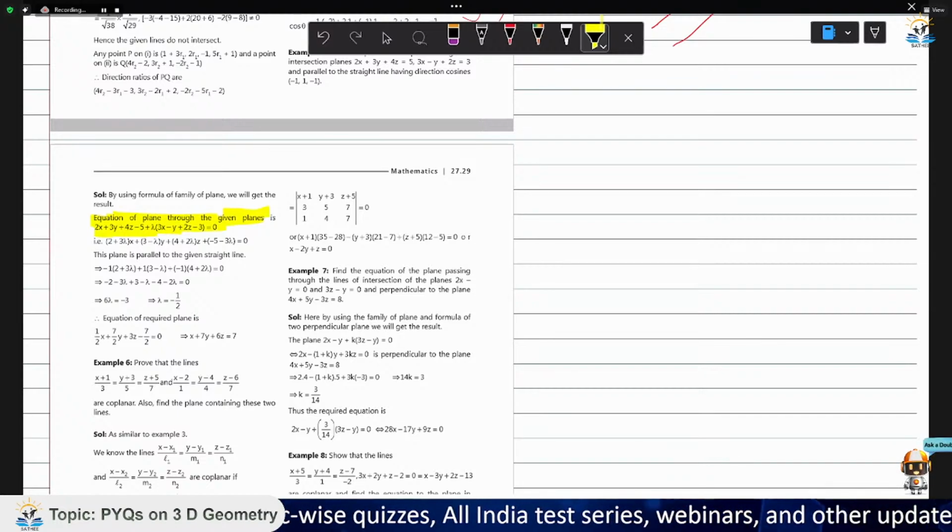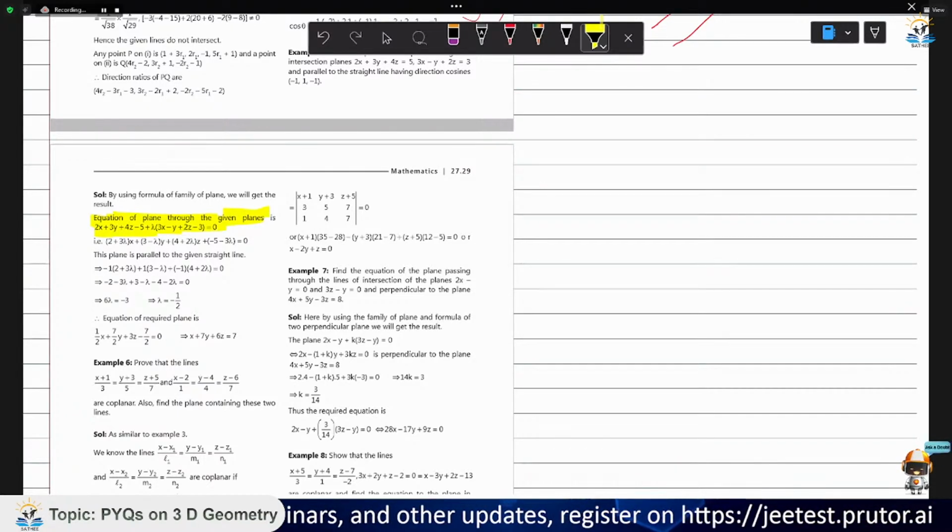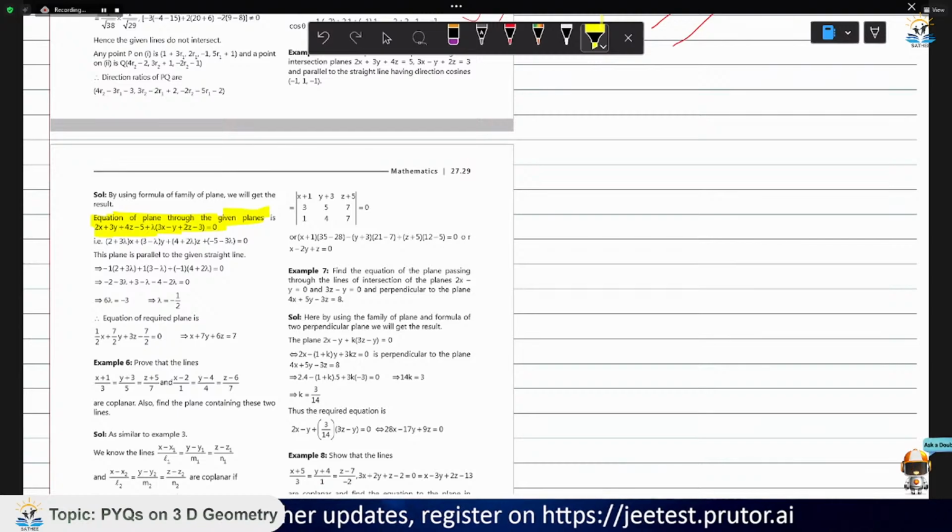We got this equation. And now since the plane is parallel to this given line, what does that mean? The direction ratios have to satisfy this. But this is not correct, guys. What they've done is they've simply taken the values of x, y, z and put in the values of direction ratios there. It is not the correct way, I suppose. It's the wrong way.